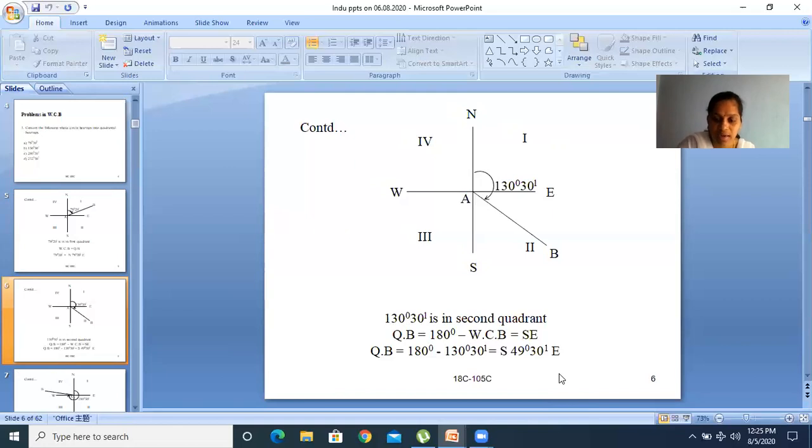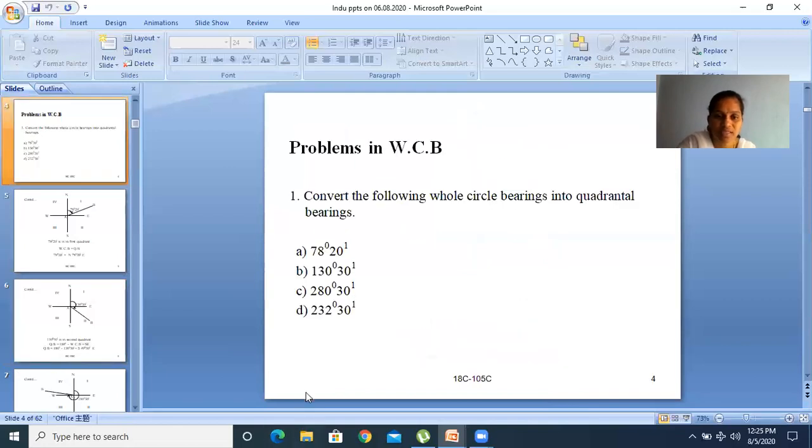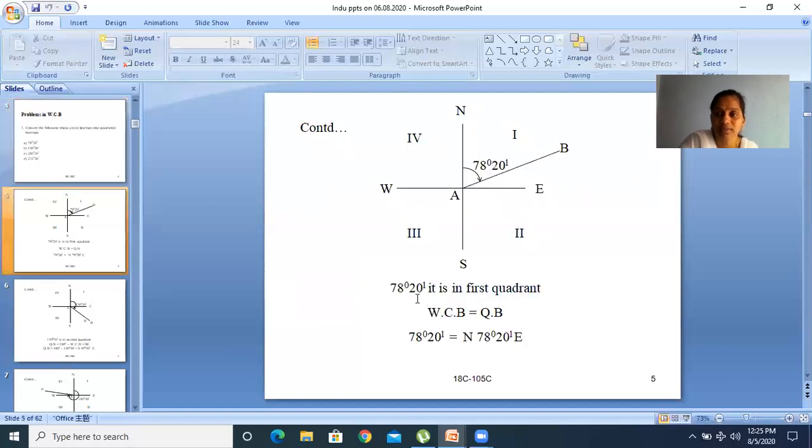So that is the second sum. And then what is the third sum? It is 280 degrees 30 minutes. The line lies in the fourth quadrant. Third quadrant values are 180 to 270 only, and the fourth quadrant is 270 to 360. So this is 280 degrees 30 minutes, and the line lies in the fourth quadrant.